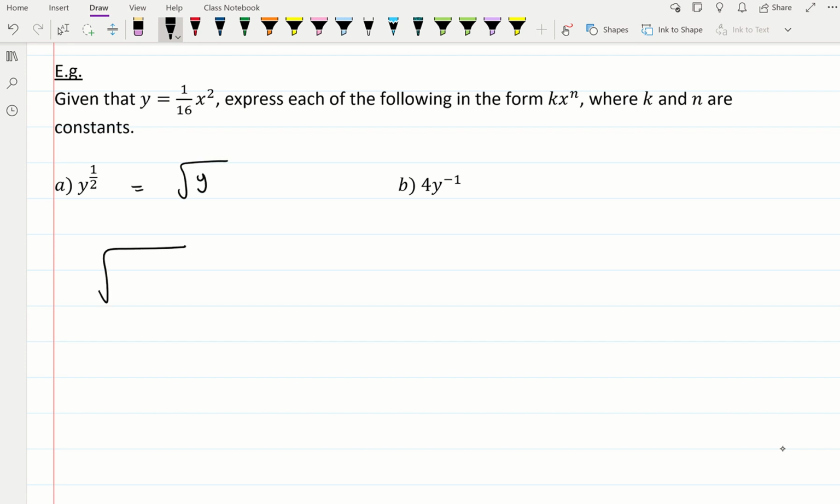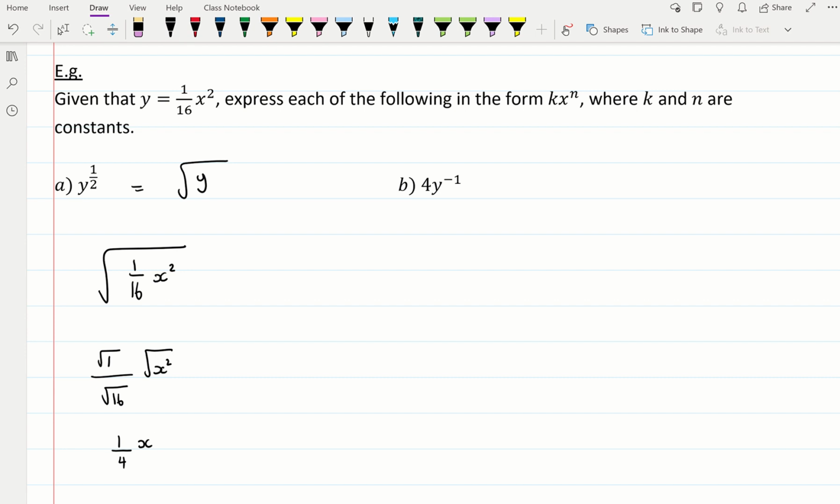But y is 1/16 times x squared. And therefore the square root is applied to every single part. The 1 is square rooted, the 16 is square rooted, and the x squared is square rooted. And that gives us 1/4 x, just x. Now the square root of x squared is just x. Of course it would be x to the power of 1, but we don't need to write that.